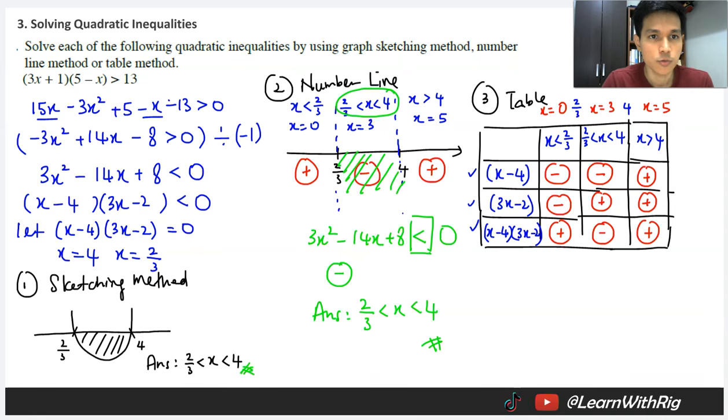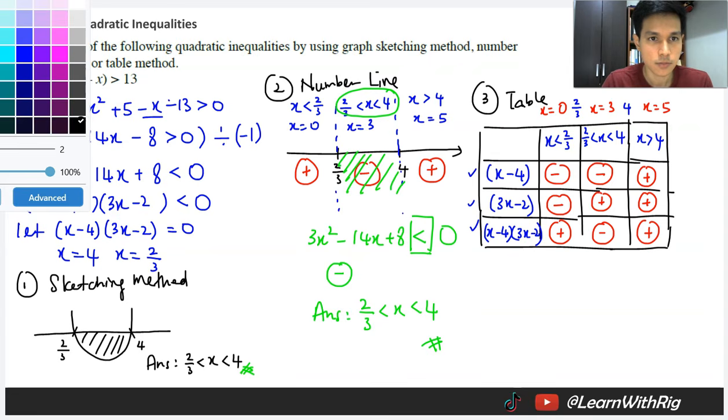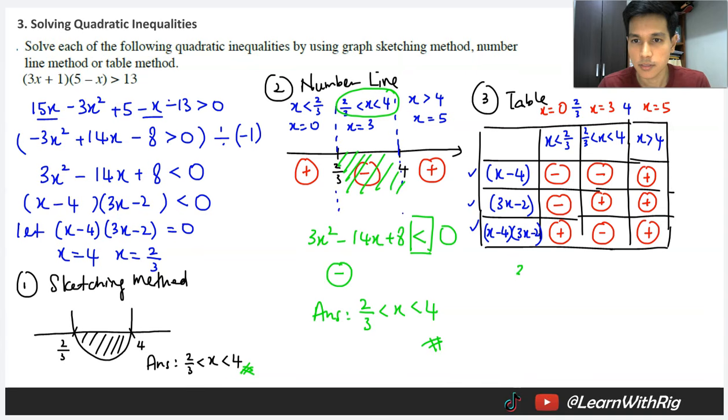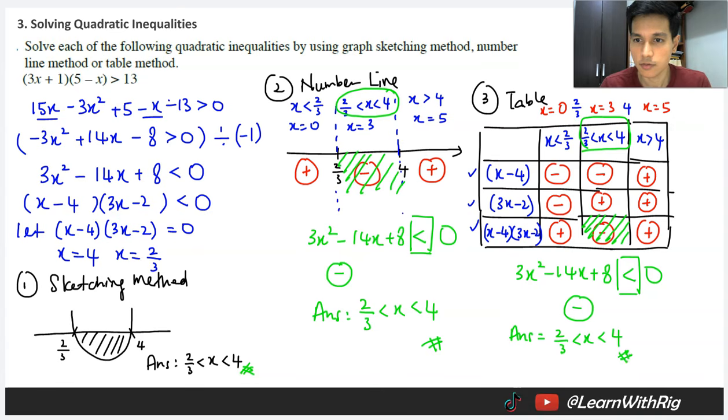So how do you know which is your answer? Your answer is based on the question. Same thing, 3x squared minus 14x plus 8 less than 0. Since it is less than, you know that you're looking for a negative value. So this is your answer. So what is your actual answer? This is your actual answer: 2/3 less than x less than 4. Okay, so this is how you solve using the sketching method, number line method, and also the table method.